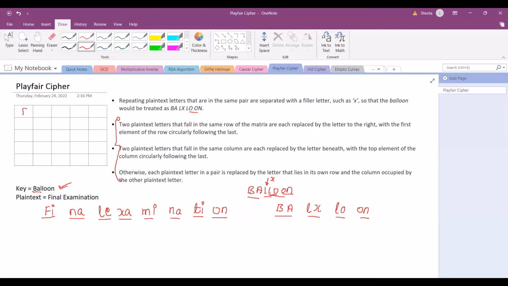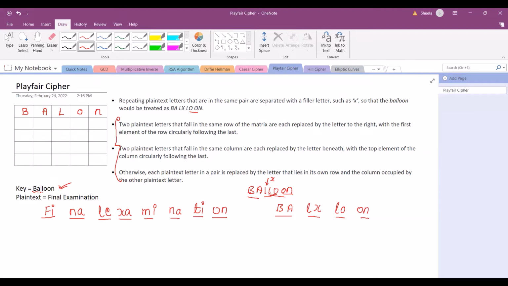Here the first letter is B, the next one is A, and then L. Another letter L has already occurred, so I will not repeat. The next letter in the key is O, and afterwards O has already occurred, so there is no need to repeat. Then the letter N. So only BALON, out of 26 letters, only 5 letters are placed in the first row. How can we fill up the remaining matrix? We can fill the remaining matrix in alphabetical order.